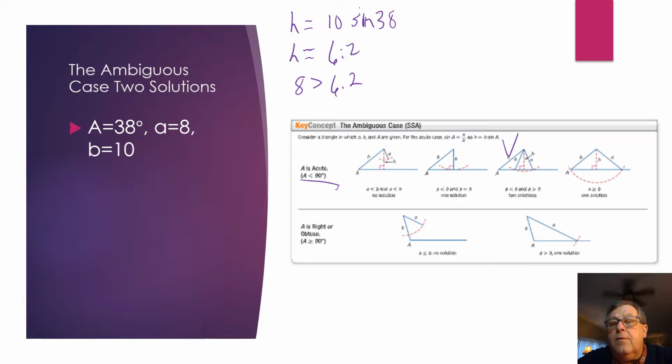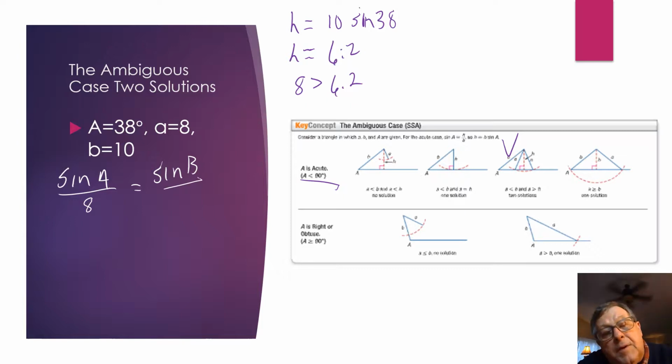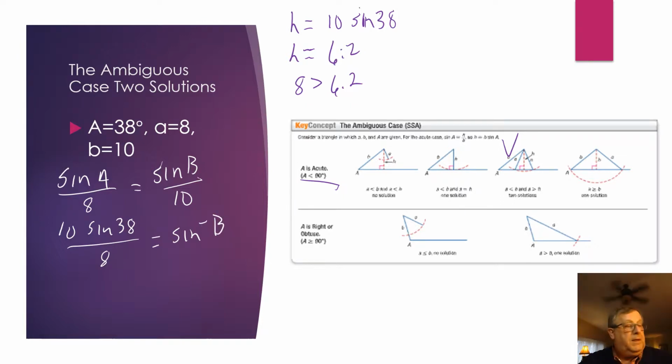So, first off, we're going to do it as if it's an acute angle. Then we'll work on it in case it happens to be obtuse. So to begin with, we're just going to set the sine of A over side A equal to the sine of B, which we're trying to find, over side B, which is 10. And so 10 times the sine of 38 divided by 8. The inverse of that is going to give us angle B.